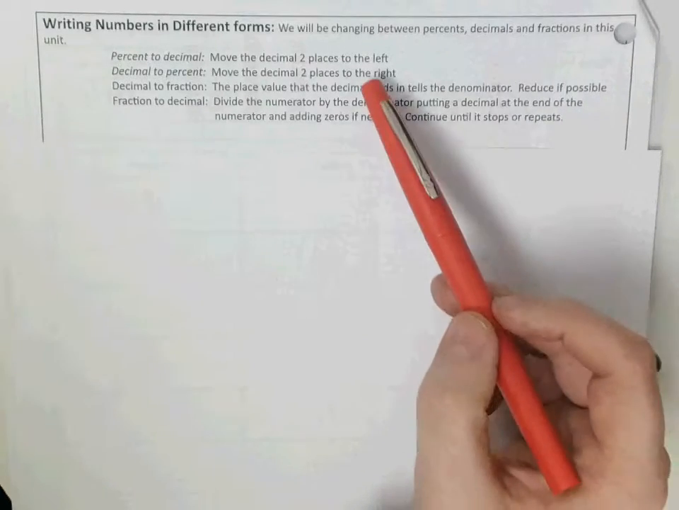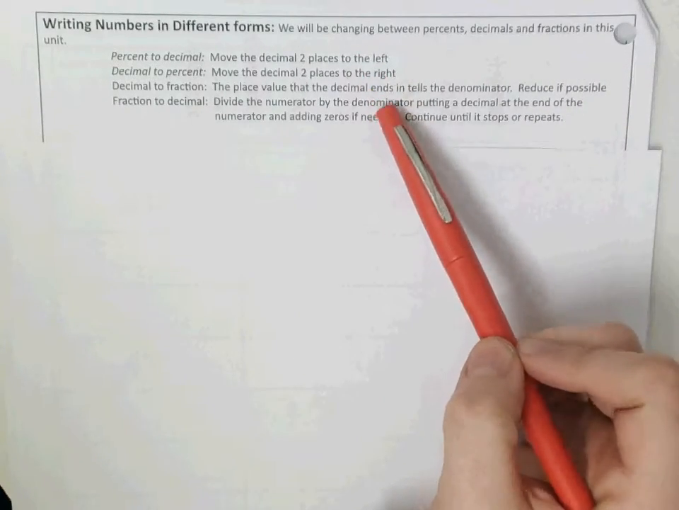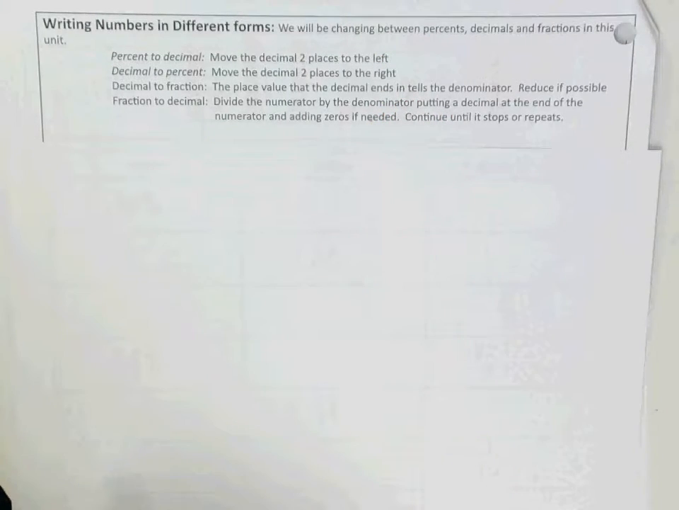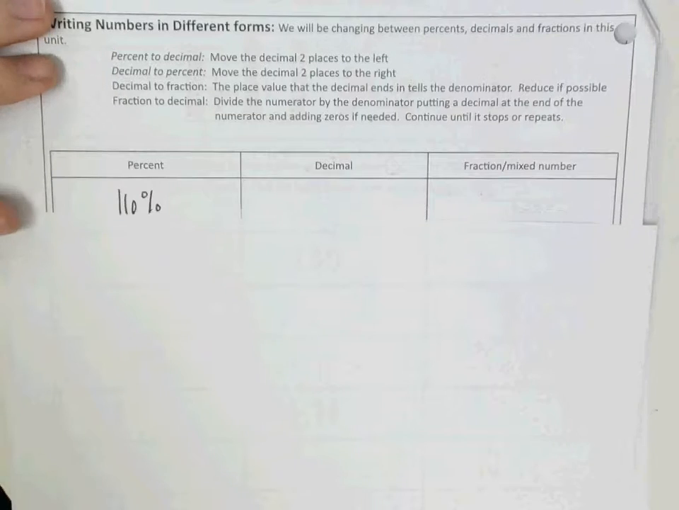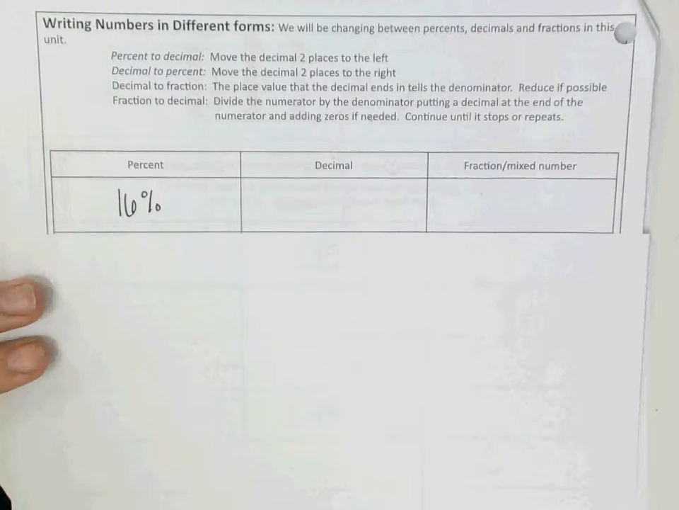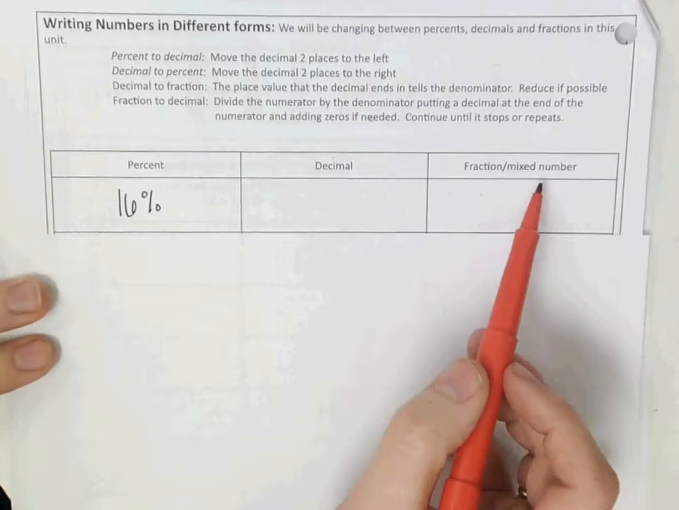And so I gave you a whole list of rules up here at the top that we're going to be using as we go through this. And so I'll talk about them whenever we get to them. So our first one, I give you 16%. And so we're going to have to change this percent to a decimal and to a fraction.